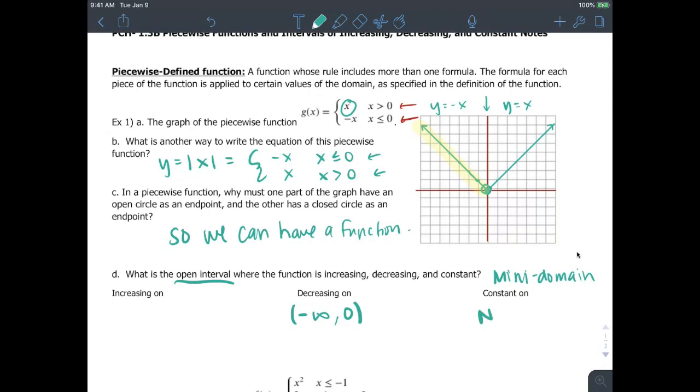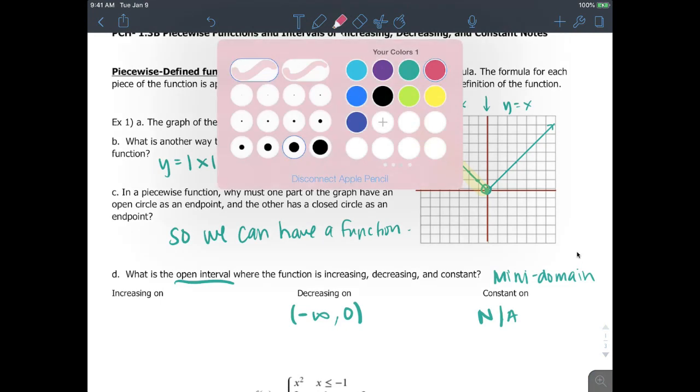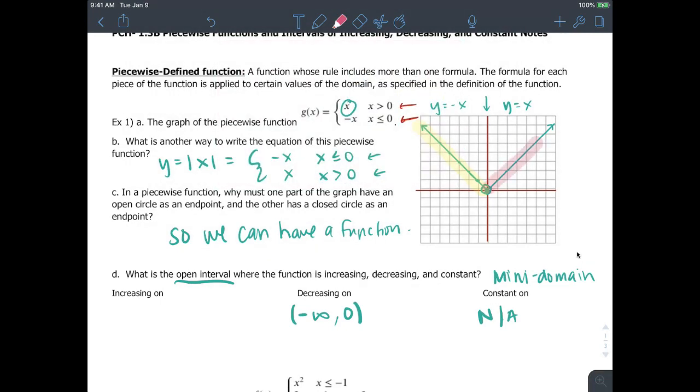I don't have any constant intervals. And then lastly, the interval here on the right-hand side is increasing. So from what x value? From 0 all the way onward to infinity. So from 0 to infinity. Again, open intervals.